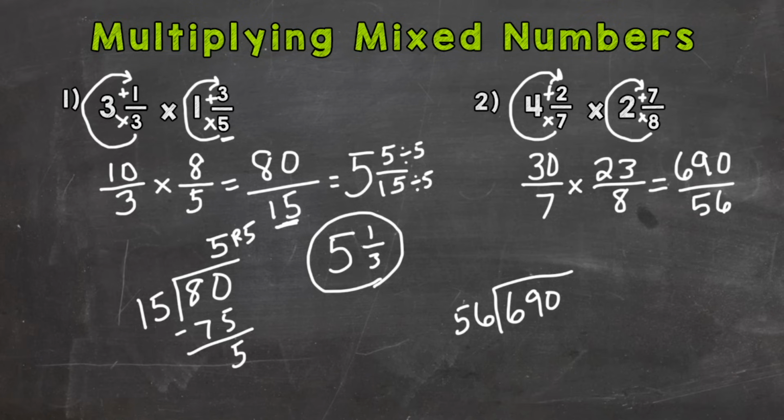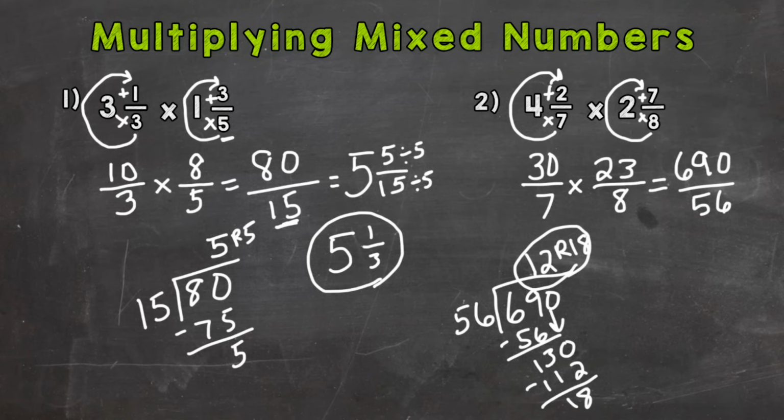Well, I know that one whole group of 56 can be pulled from 69 here, and I just go through my process. Two whole groups of 56 can be pulled from 130. That gives me 112 with a remainder of 18. So an answer of 12, remainder 18. So that means 12 whole 56s can be pulled from 690, remainder 18, keep my denominator of 56.